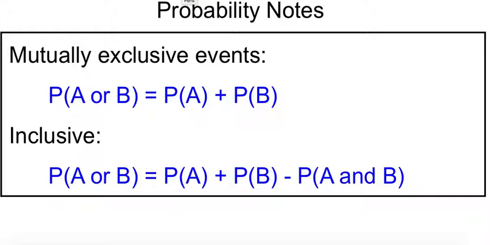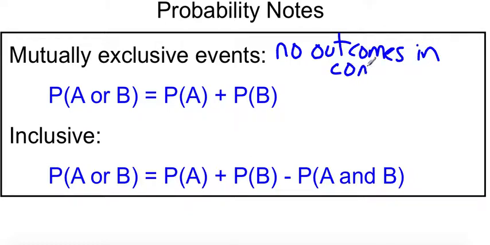Mutually exclusive events are two different outcomes, but they don't have anything in common. So this has no outcomes in common. Like if we were randomly picking students from the student body, we could ask, what's the probability of picking a sophomore or a freshman? Those would be mutually exclusive events because you can't be a sophomore and a freshman at the same time. Is that what I said originally, or did I say seniors? I can't remember. Anyway, what grade you're in is mutually exclusive.